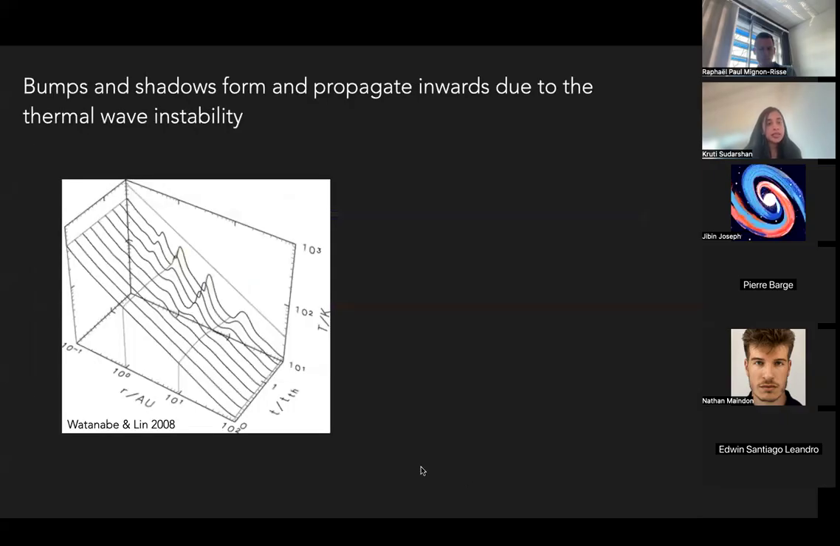And some models say that these produce a pressure maxima that can actually form dust traps to collect pebble-sized particles. These are some more simulations from Watanabe and Lin. This is a semi-analytical model where you can clearly see how, when you normalize with respect to the thermal time, these waves form and start moving inwards.